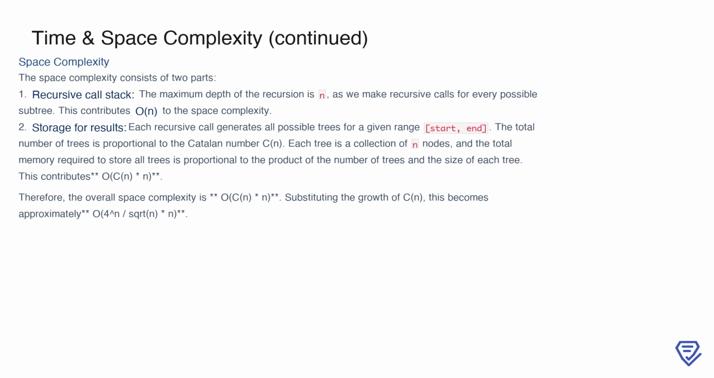Each tree consists of n nodes, so the memory required to store all these trees is proportional to the product of the number of trees, C_n, and the number of nodes per tree, n. This results in a storage requirement of C_n times n. Combining these 2 components, the overall space complexity is C_n times n. When we substitute the growth of C_n, this simplifies to approximately 4 to the power of n divided by the square root of n, times n, which aligns with the time complexity.